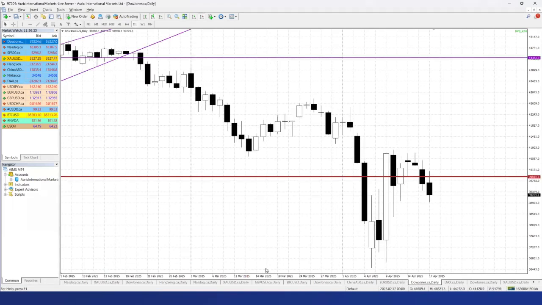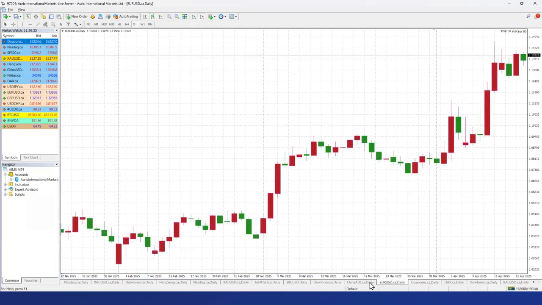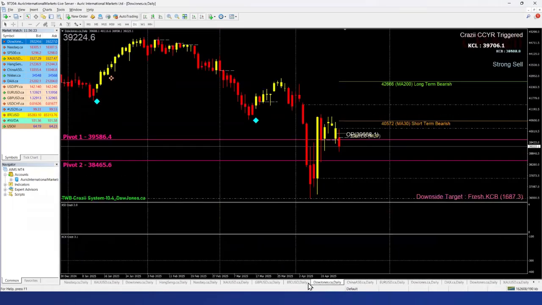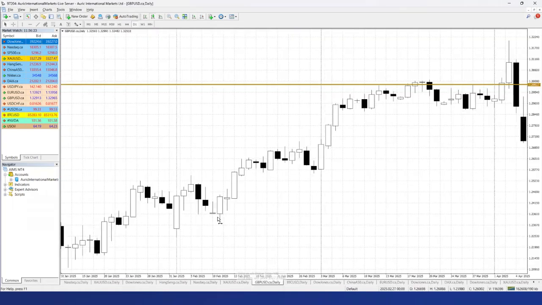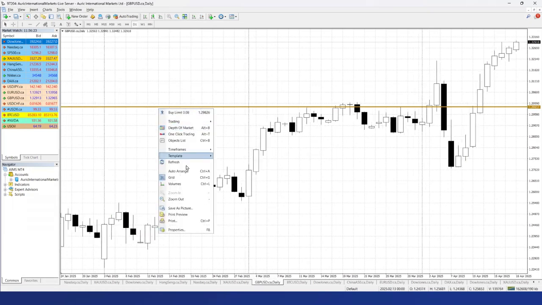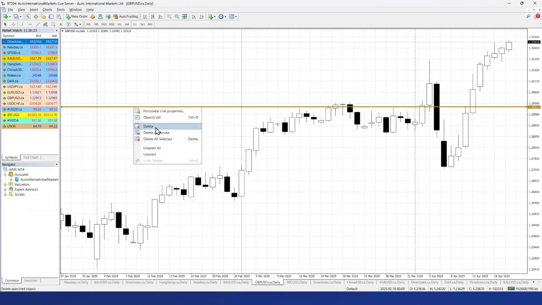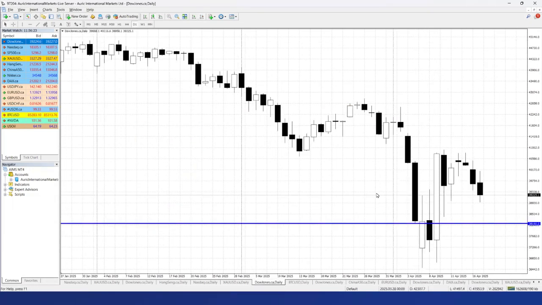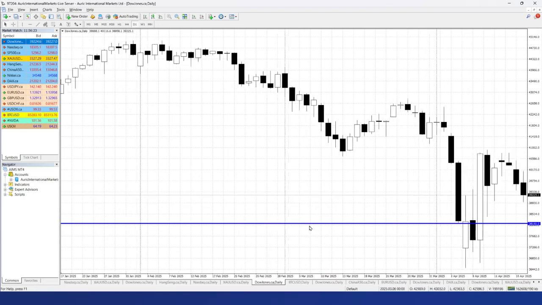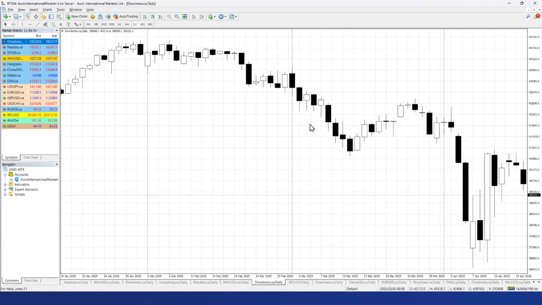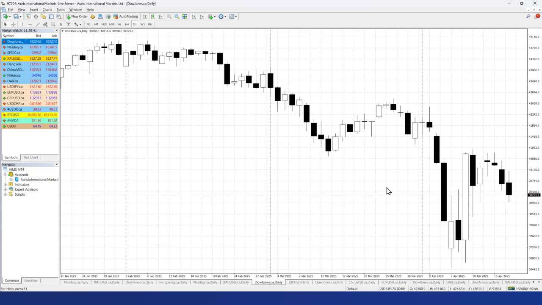Okay, so let me just, I must clear my chart a little bit. Okay, guys. So take a look at this range between this month to this month here. So this is the month of March, right? Can you find for me all the doji?